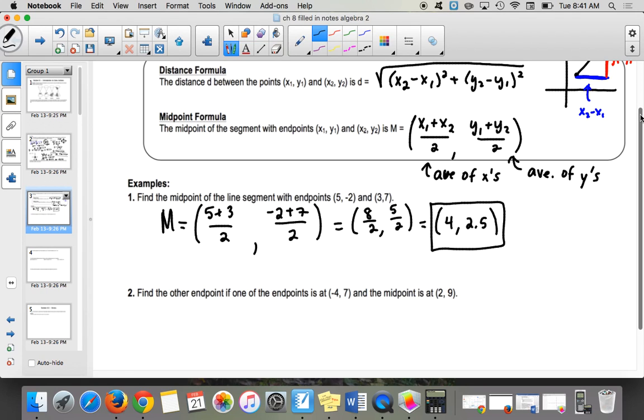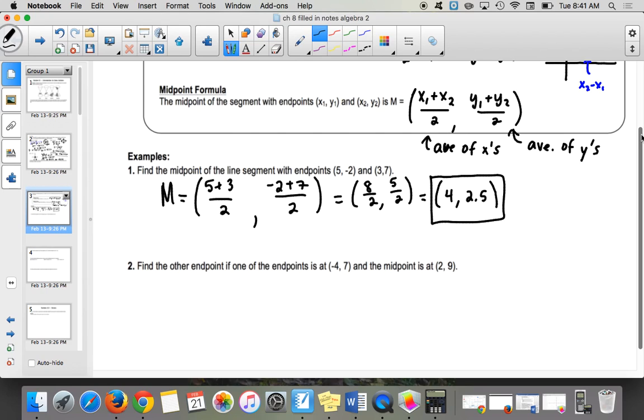Okay, so those are the easy ones. We just add them together, divide by 2. But sometimes they have kind of tricky questions. So it says find the other endpoint if one of the endpoints is (-4, 7), and the midpoint is (2, 9). Sorry, I'm still getting over this cold. Okay, so here's one way to do it. So we set up our equation. So we say (2, 9), that's our midpoint, is equal to the average of the x's, so (-4 plus x) divided by 2, because we're saying our other endpoint is (x, y). And then (7 plus y) divided by 2, like that.